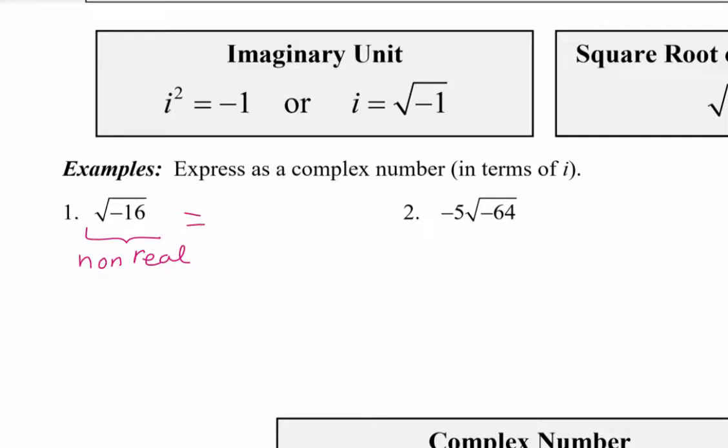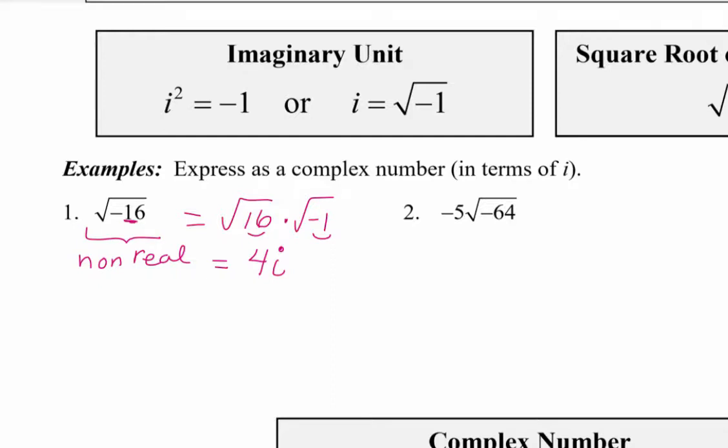We're going to split that up into the square root of 16 times the square root of negative 1. Right? Because negative 16 is equal to 16 times negative 1. And so the square root of 16 is 4. And the square root of negative 1, well, now you're going to write this new number i there. So we say that the square root of negative 16 is 4i.